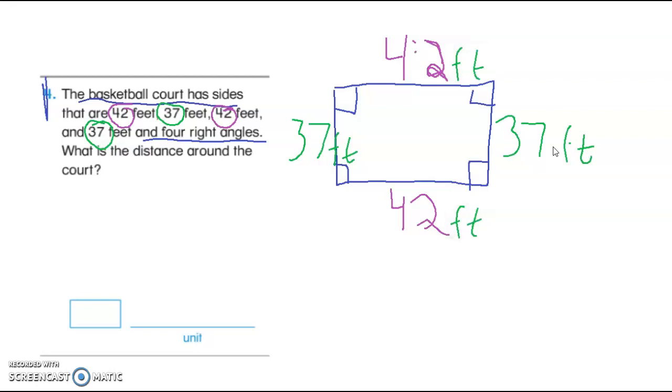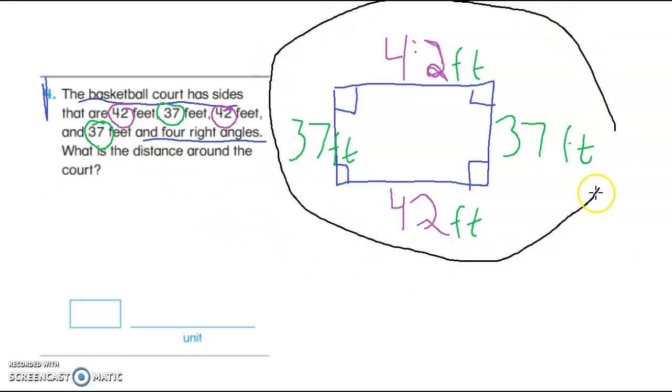Now I've drawn my picture to help me visualize and see what this word problem is. Then it asks, what is the distance around the court? That means that I'm going to have to find the distance of this whole thing. So I have to add 37 plus 42 plus 37 plus 42. Now there's a lot of different strategies that you can use to add this. You can do 42 plus 42, 37 plus 37, then add those together. I'm going to do 37 plus 42, and then 37 plus 42 in 2 separate spots.